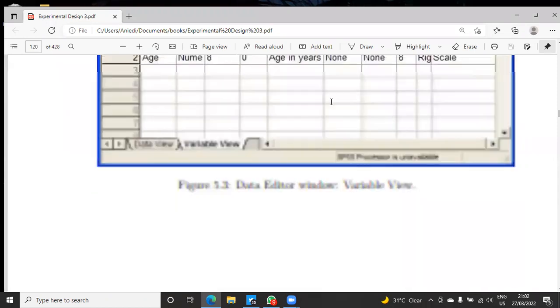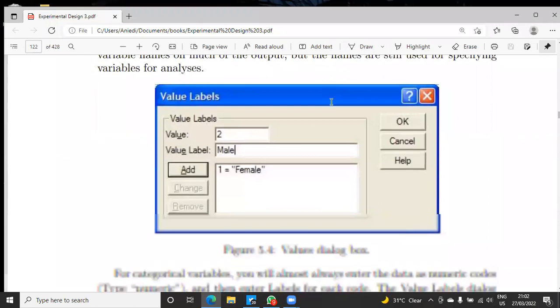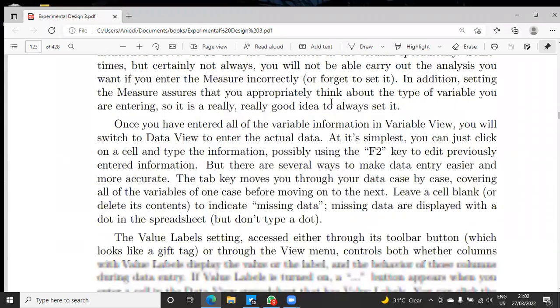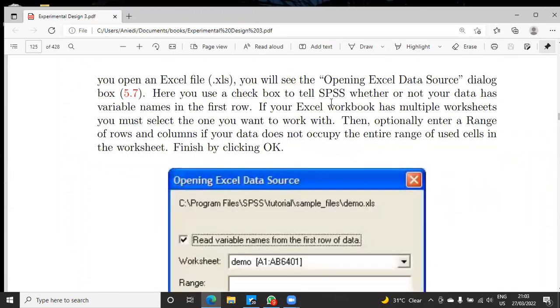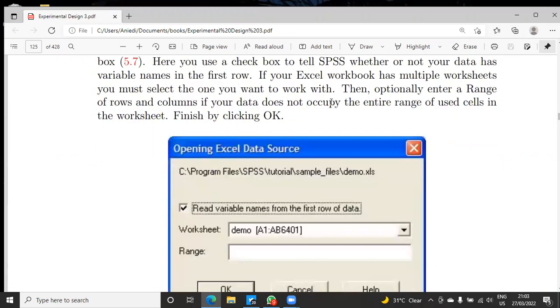So let me see the next topic we will handle next week.